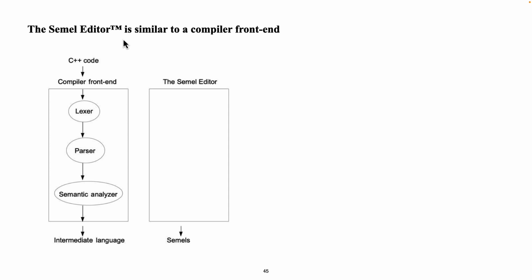In a sense, the Semel Editor is very similar to a compiler front end. The compiler front end reads C++ code, does lexical analysis, syntax analysis, semantics analysis, and results in intermediate language or intermediate representation. Semels are a form of intermediate language. So the Semel Editor ends up in exactly the same place as a compiler front end, but it doesn't start with a text file containing code.